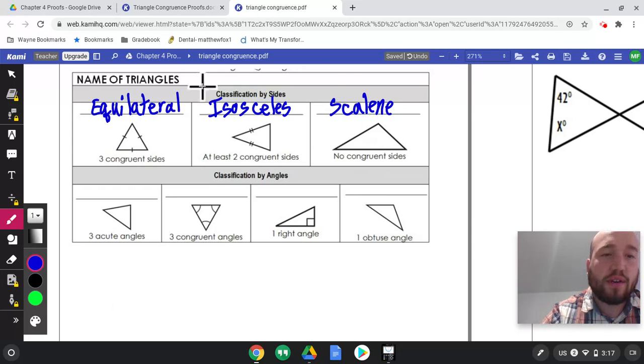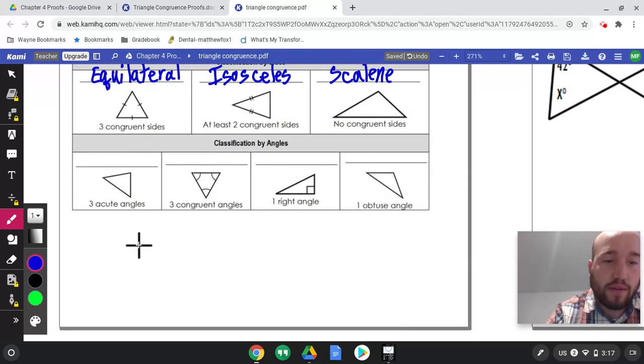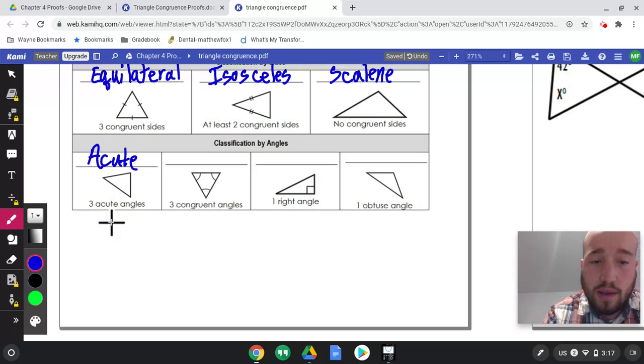All right, now that's how we classify by side. We also can classify down here by angle. So if there are three acute angles, we would call that acute. However, the one time we won't do that, if all of them are acute but they are all the same, then we have three congruent angles. If that's the case, we want to use this one. Instead of equilateral, it's equiangular.